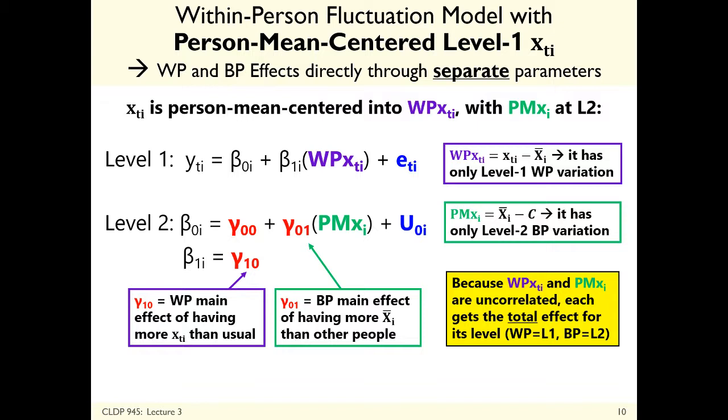Likewise, if I put in person mean X by itself, I know that's only between. It doesn't matter if the within analog is left out. So you can't screw this up. That's why I recommend it.